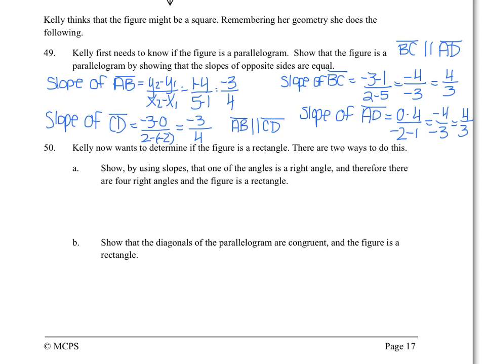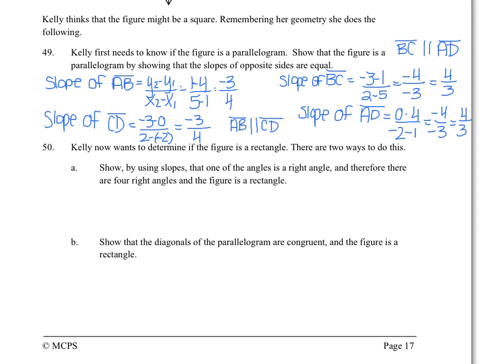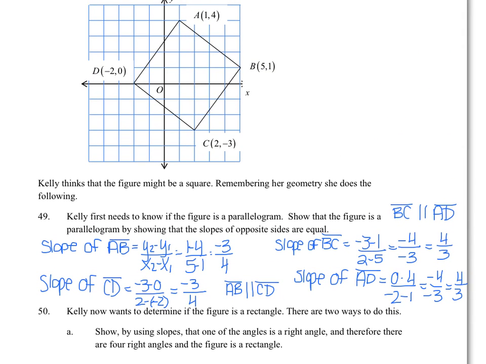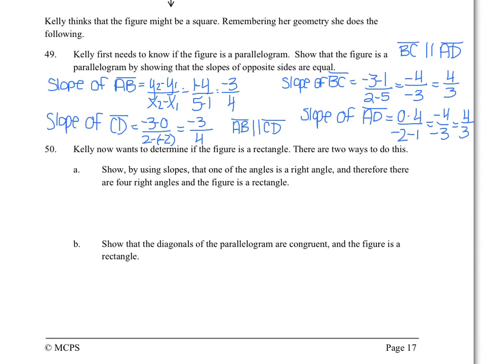For question 50, Kelly now wants to determine if the figure is a rectangle. There are two ways to do this. So part A says, show by using slopes that one of the angles is a right angle, and therefore there are 4 right angles and the figure is a rectangle. Well, if we look back at this, I'll just pick side AB and BC. So the slope of AB, which we already calculated, is negative 3/4. The slope of BC is 4/3.